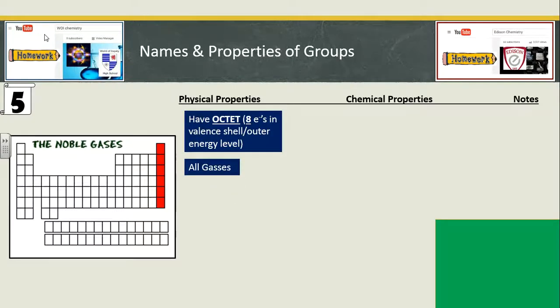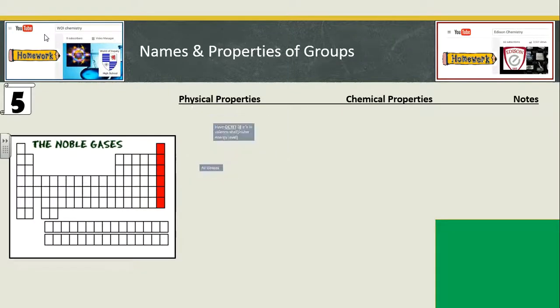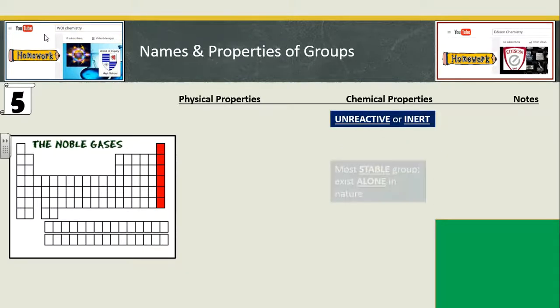The kings and queens don't hang out with us peasants, I like to say. These have full octets, that should say. They have their octet, which is 8 electrons in their valence shell, and they are all gases. They're called the noble gases. It's in their name, and they do not react with anything. So these are very unreactive.